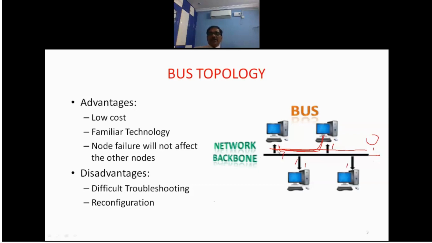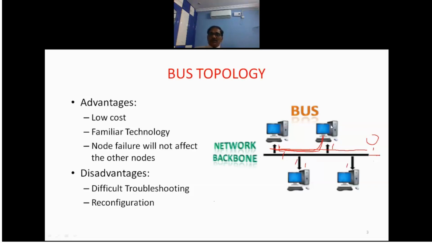Now, if you want to identify whether this segment has failed, what we have to do is remove this particular segment from the T connector, and a terminator is to be connected at the T connector. Then if the network is working fine, the meaning is this particular cable segment has failed. If the network is still down, that means maybe this cable segment is okay, then maybe the failure is at this point. So likewise, we have to remove every segment and verify whether the problems are there or not. That is why troubleshooting is difficult and reconfiguration a little difficult.